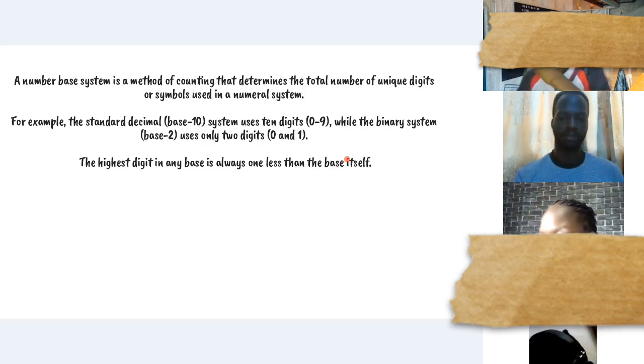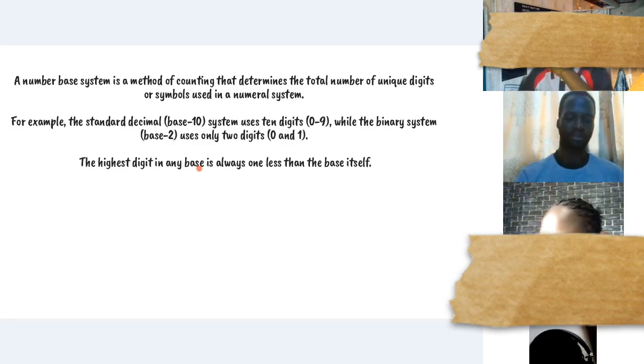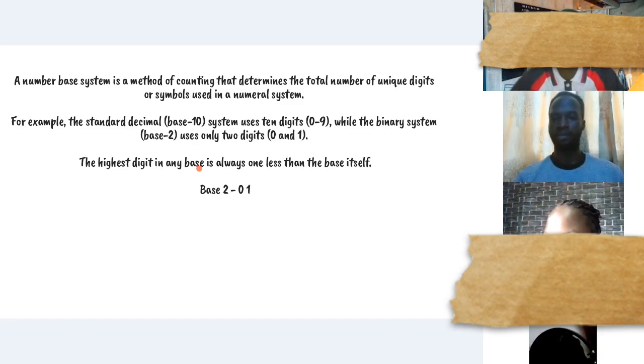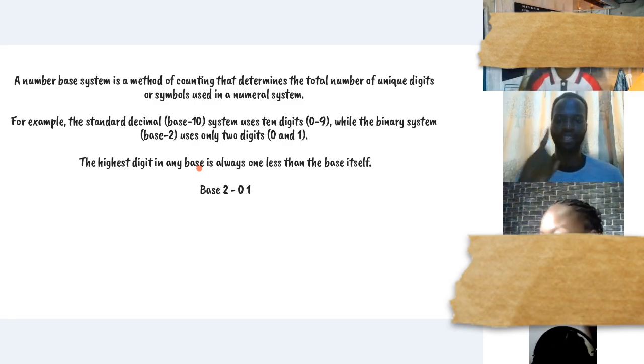Now I'm going to do something quickly here. Just pay attention. Here, the highest digit in any base is always one less than itself. So, for example, base 2 has only 2 digits, which are 0 and 1. The highest digit in any base is one short of the base number.